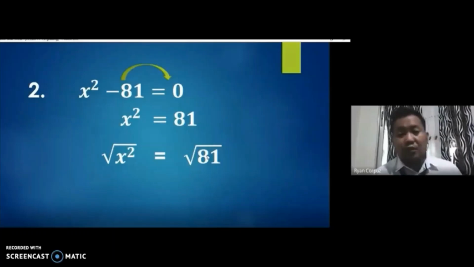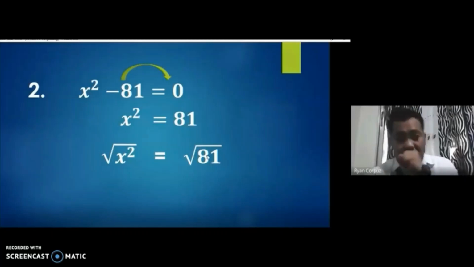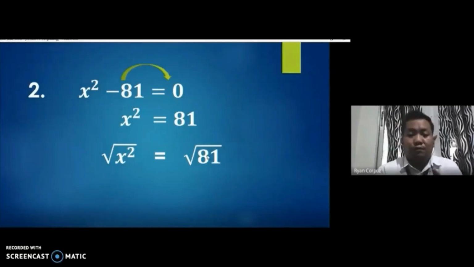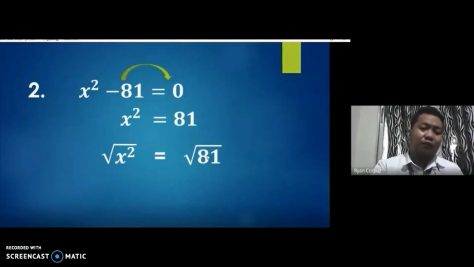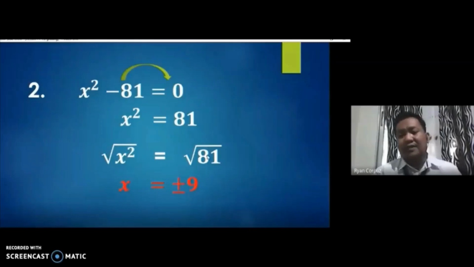Then the next thing we're going to do is get the square root of both sides of the equation. We know that the square root of x squared is x. Then 81 is a perfect square, so we get the square root of 81, and we know that the square root of 81 is 9. That is the principal root. But the square root of 81 is also negative 9. So that's why the solutions of x squared minus 81 is equal to 0 are x equal to positive and negative 9.